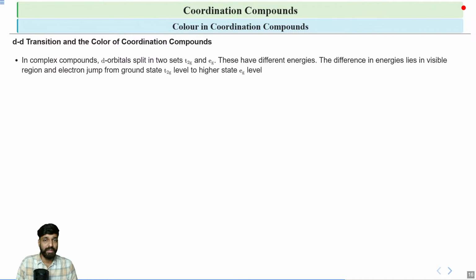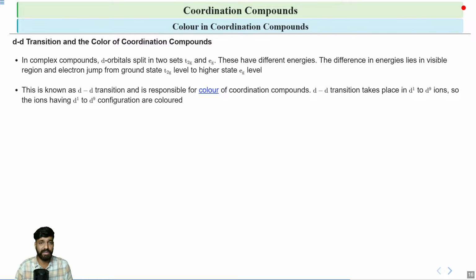So, first of all, in your complexes, your d orbital is split into two parts, which is T2G and EG, and they have different sets of energy. So, this is specifically for your octahedral complex. Now, as a result of this, your electrons are excited from a lower energy level to a higher energy level. Okay, so that occurs in the case of D1 to D9.